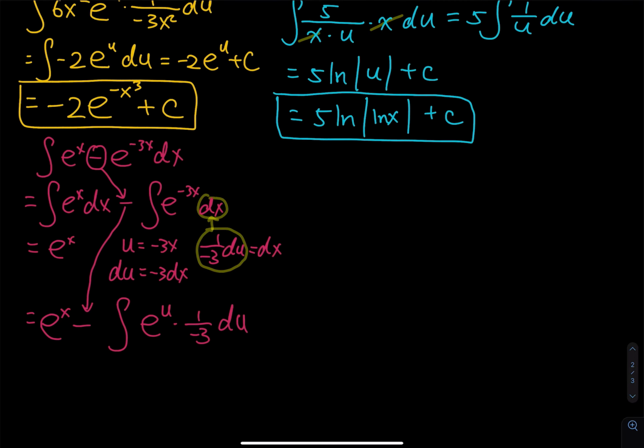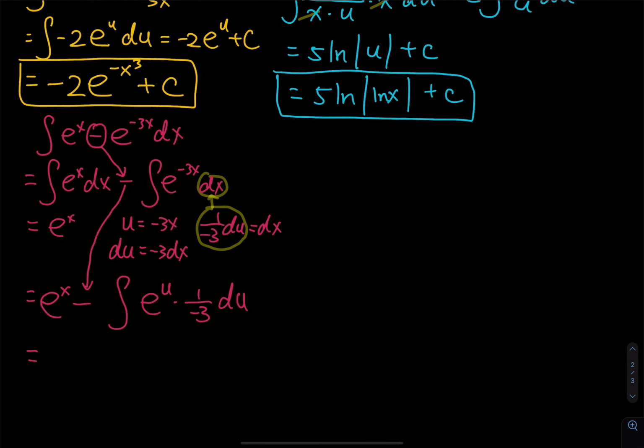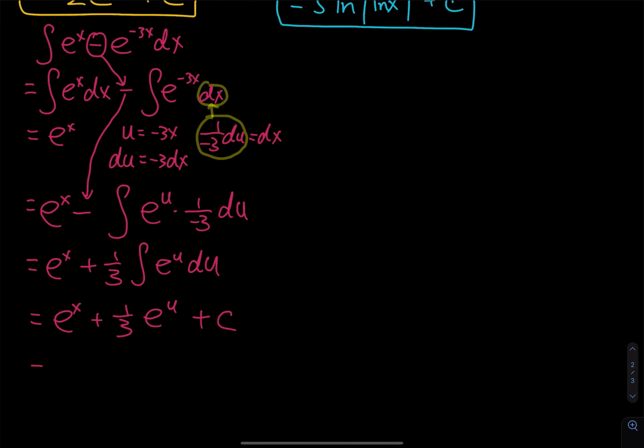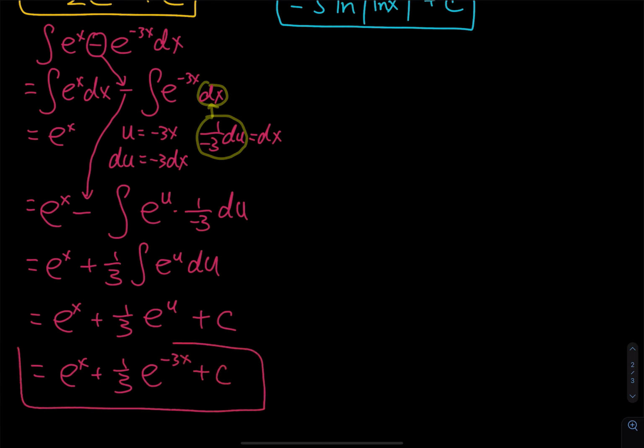Okay, so we will have to integrate the e to the u. So this is e to the x plus 1 over 3 integral e to the u du, which is just e to the u. So this is e to the x plus 1/3 e to the u, and then plus c, and then you put the u back, so you have e to the x plus 1/3 e to the negative 3x plus c, and then this is your final answer. And then how do I get a plus? Because this is a minus, and then this is a minus, so the two minuses become a plus.